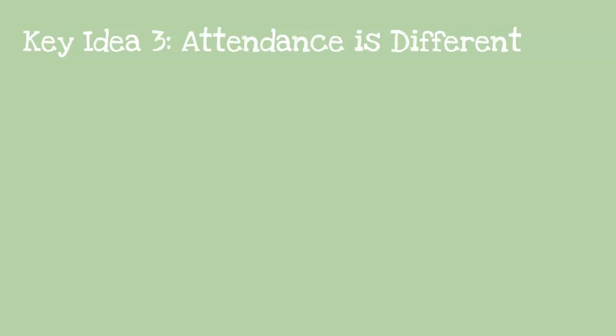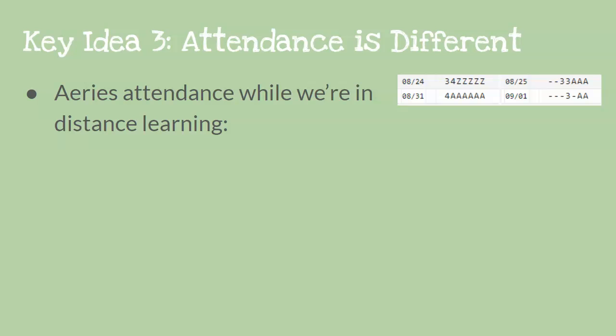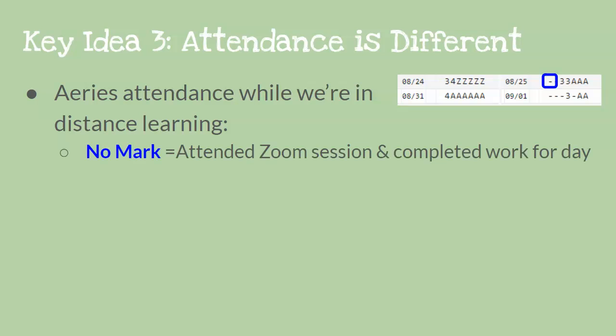The third key idea for this year is that attendance is different, and we have a big learning curve on this one, with the students and with myself as the teacher. Aries attendance, while we're in distance learning, has a few more codes than normal. I took a screenshot of a student's attendance, and you can see there are some different letters than perhaps we're used to. If you see a dash, a no mark, that's the normal: a student attended Zoom, and what's new is it also means that they completed the work for the day.